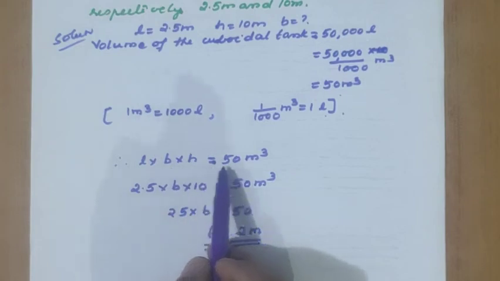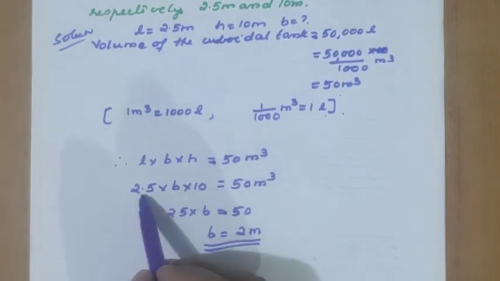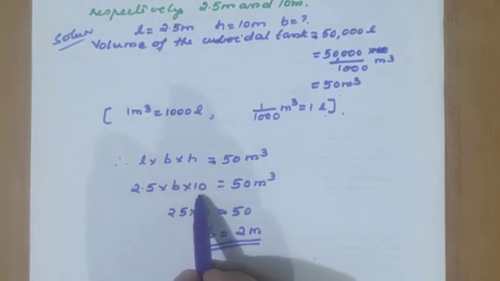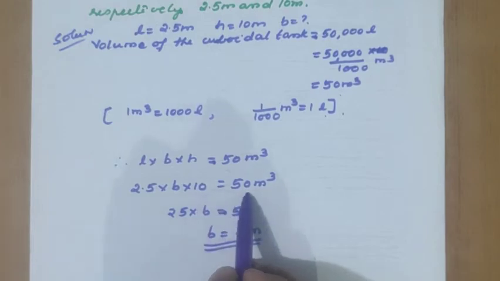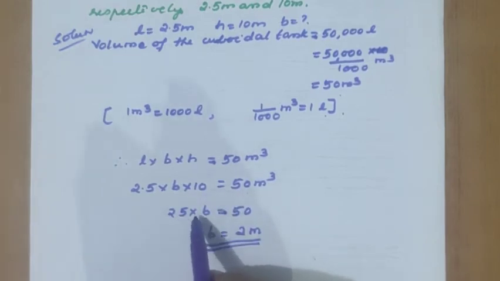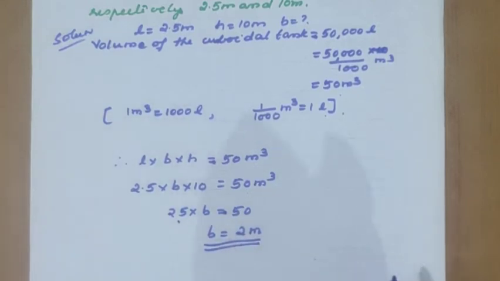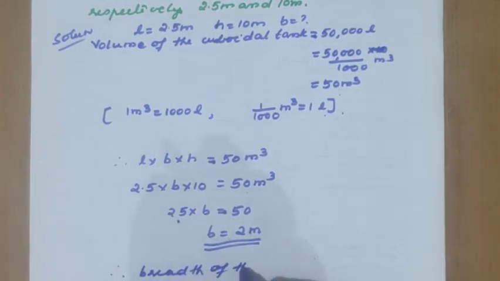So L into B into H equal to 50 meter cube. 2.5 is length and breadth into 10 meter is the height, equal to 50 meter cube. So 2.5 into 10 means 25. 25 into B equal to 50. Therefore B equal to 2 meter. That means what is the question asked? Breadth of the tank is equal to 2 meter.